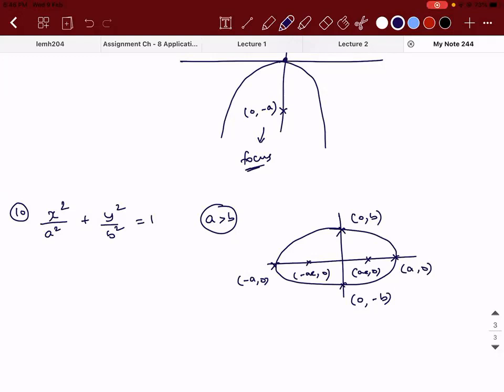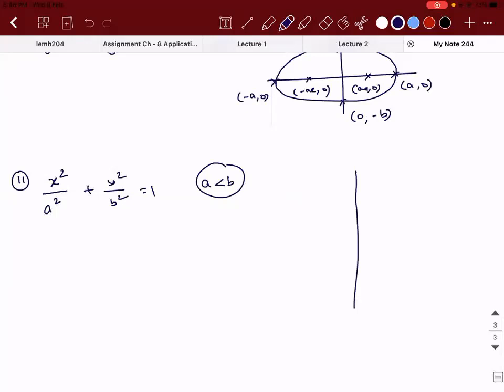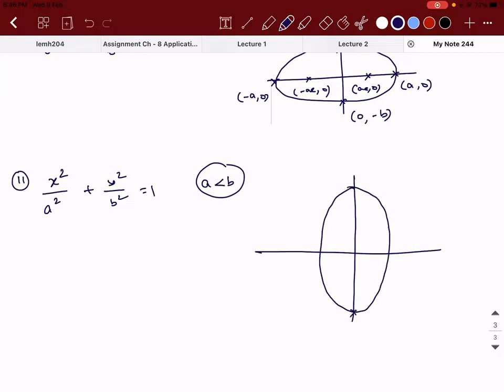So it will have two foci, or you can call it foci also. Both mean the same. So x square by a square plus y square by b square is equal to 1. If a is less than b, then this point will be 0 comma b, this point 0 comma minus b, this point will be a comma 0, and this point will be minus a comma 0.